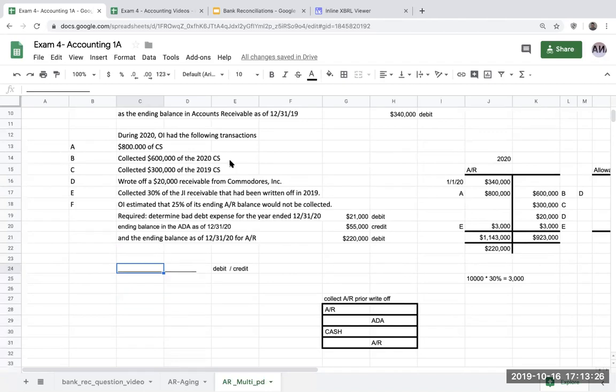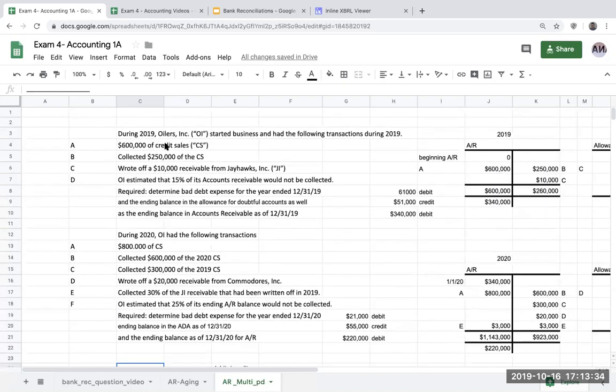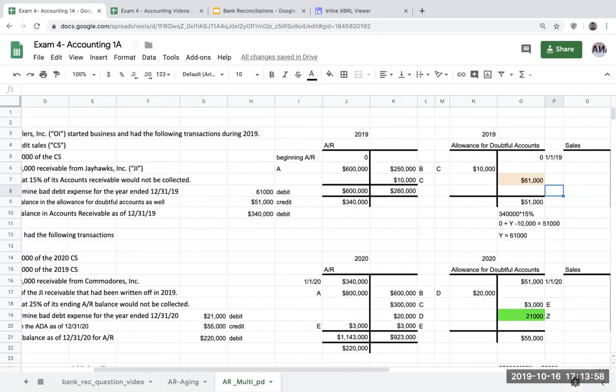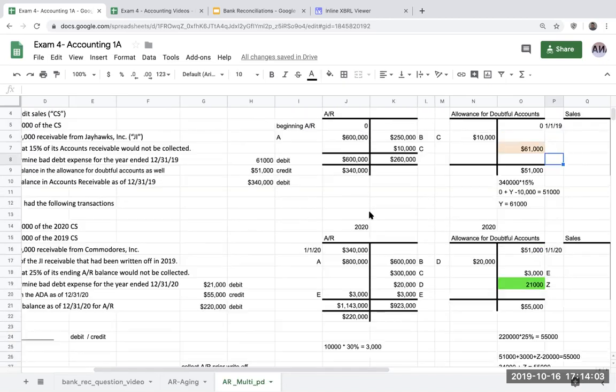Does that make sense? So the question will look like this. I give you information that looks like this. Then I ask, what was the amount of bad debt expense for the year ended 12/31/19? Write 61,000, and then circle the debit. Okay. And on the opposite page, this is where you would show your work. Does that make sense? Yeah.